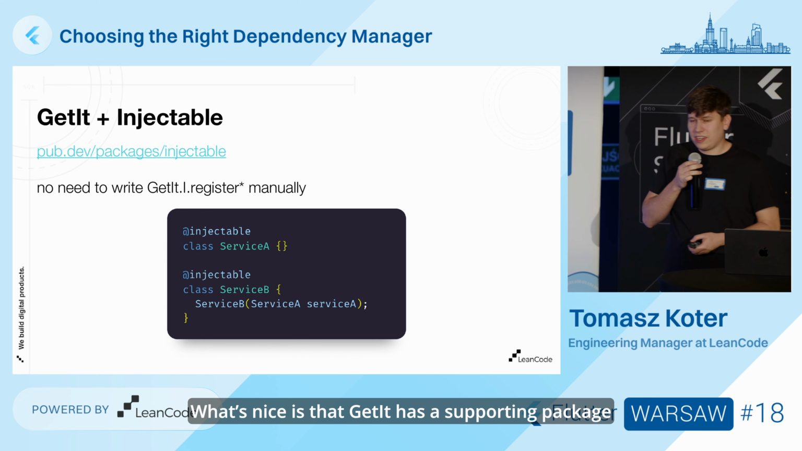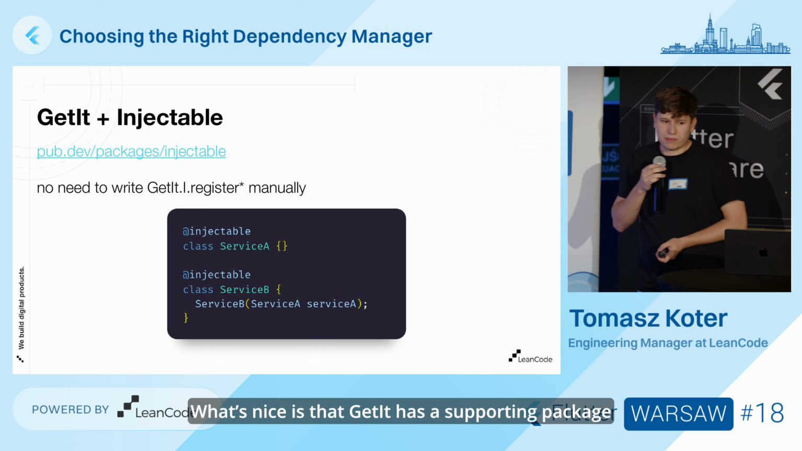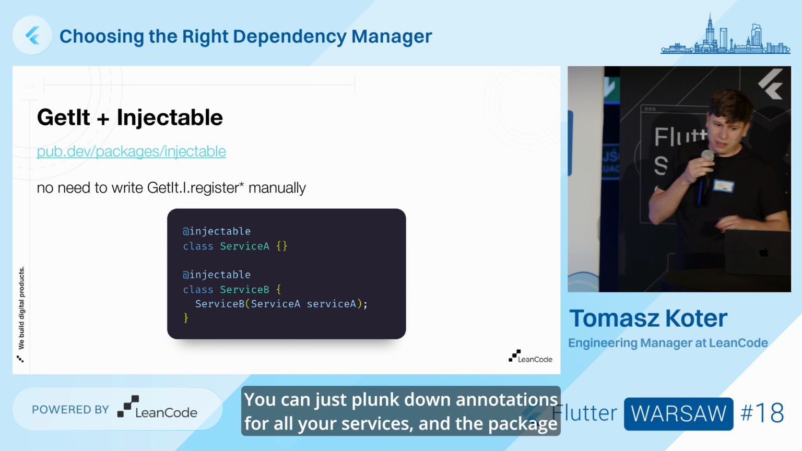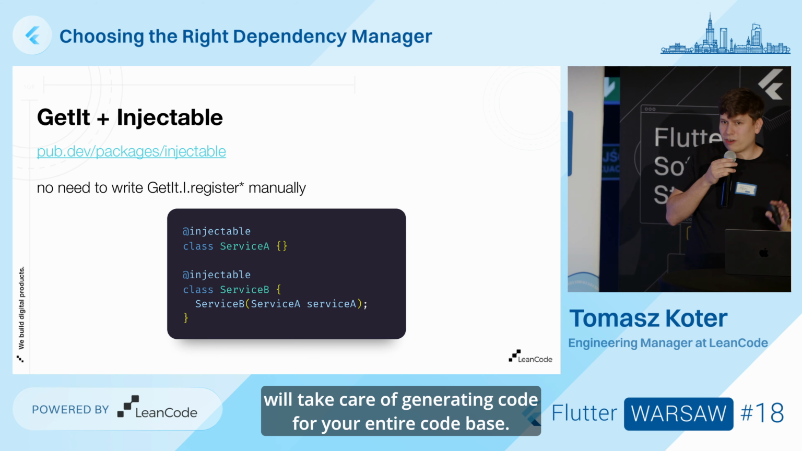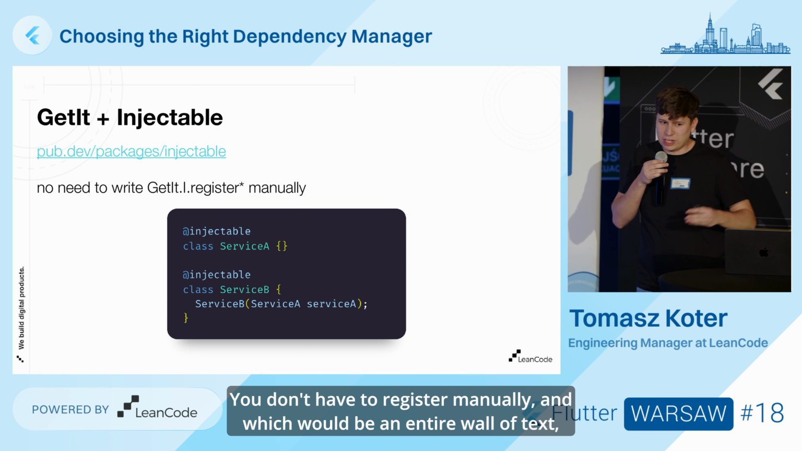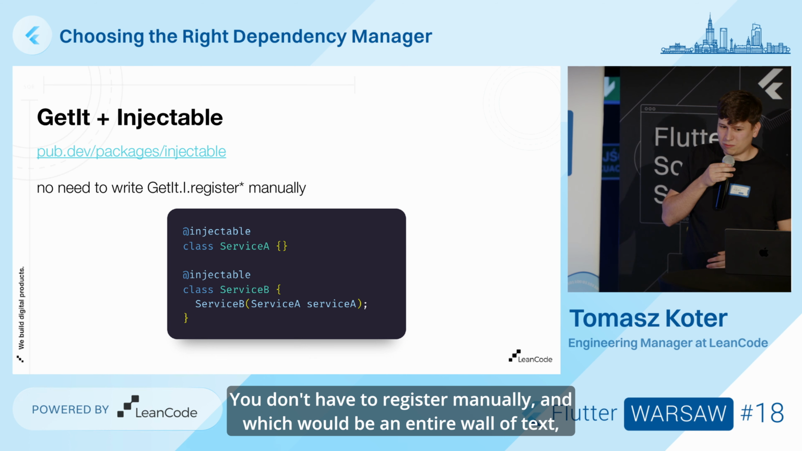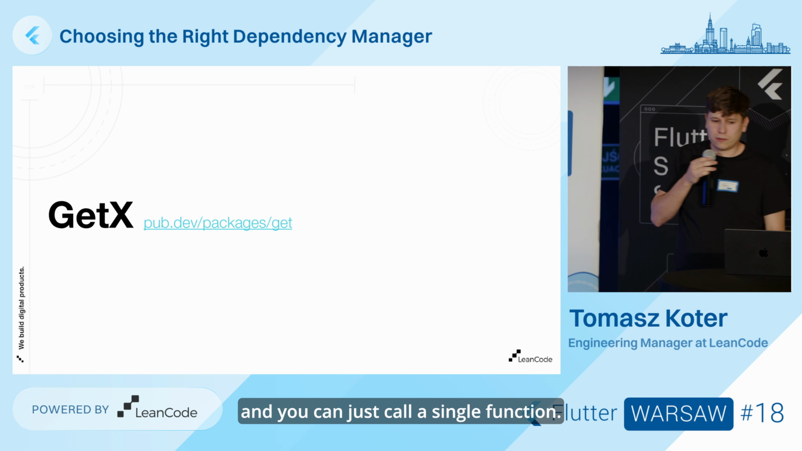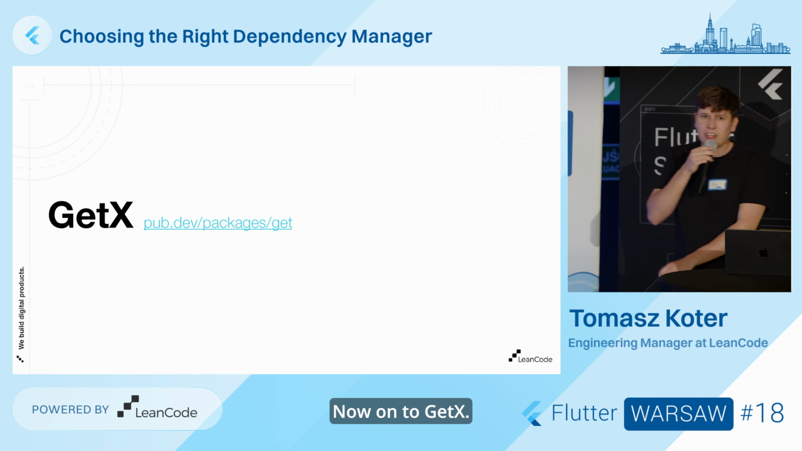What's nice is that GetIt has a supporting package, injectable, which is probably the only DI solution here. You can just plunk down annotations for all your services, and the package will take care of generating code for your entire code base. So you don't have to call register manually, which would be an entire wall of text, and you can just call a single function. So that's that.